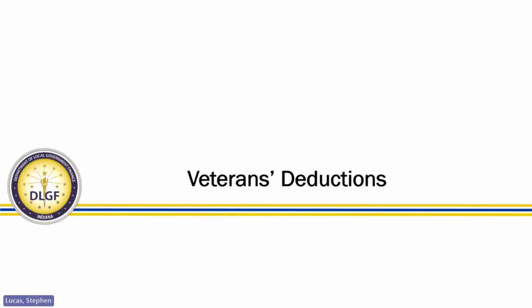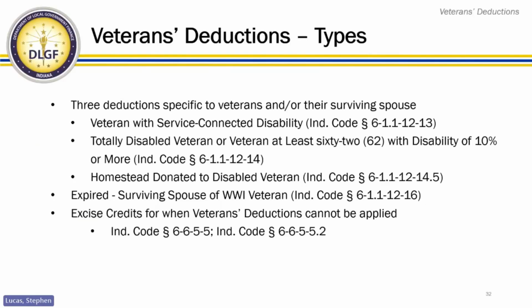The last set of deductions I will go over are deductions available to veterans, and there are three types that are still in code. There is a deduction for veterans with a service-connected disability, which is often called the partial deduction, although that might be a bit of a misnomer. This is a deduction based on a veteran's disability of at least 10% that's service-connected.